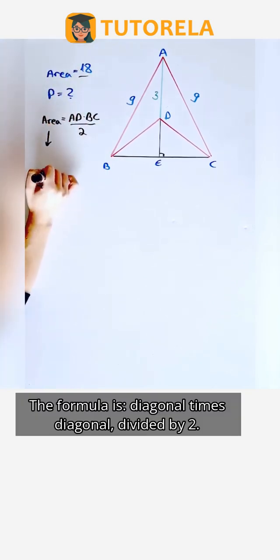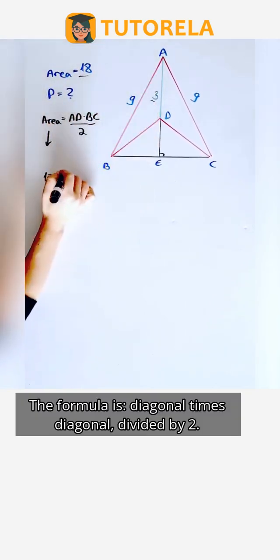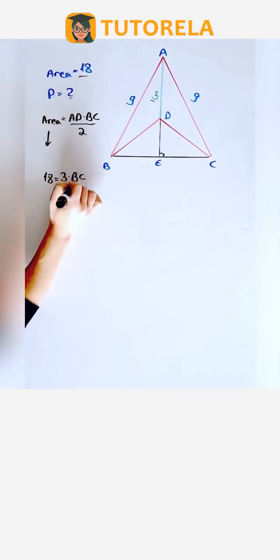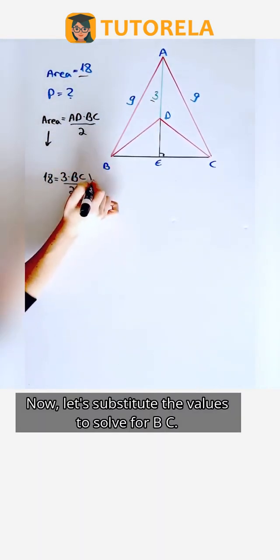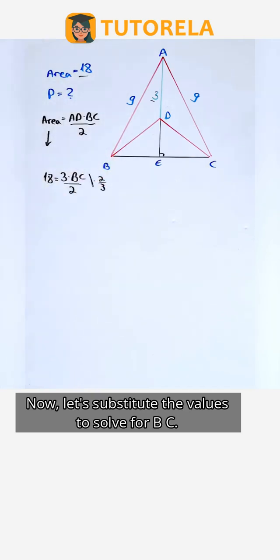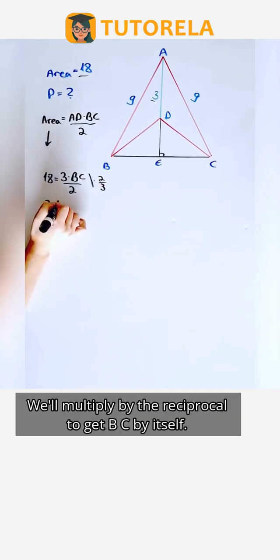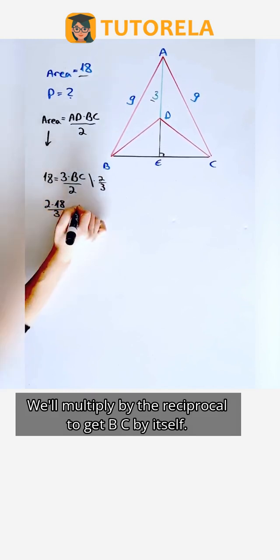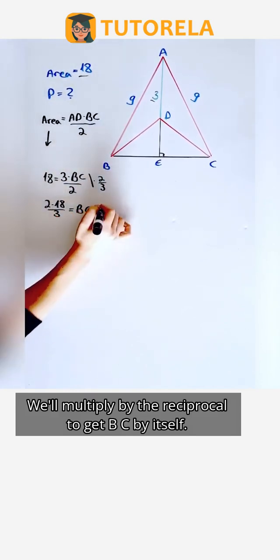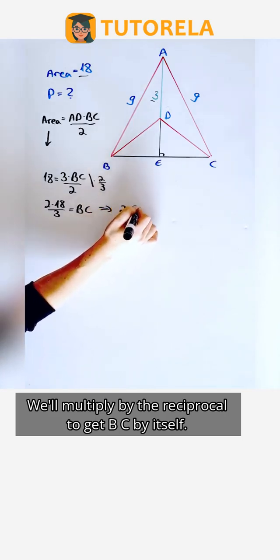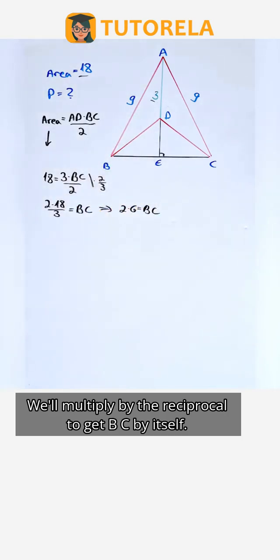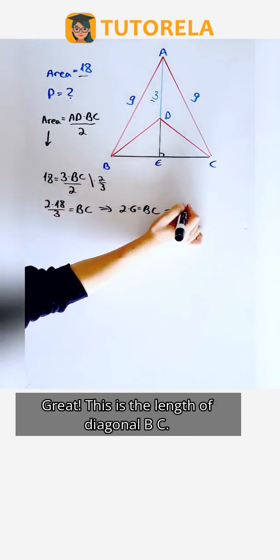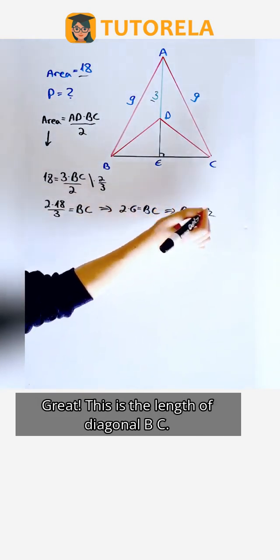The formula is diagonal times diagonal divided by 2. Now let's substitute the values to solve for BC. We'll multiply by the reciprocal to get BC by itself. Great! This is the length of diagonal BC.